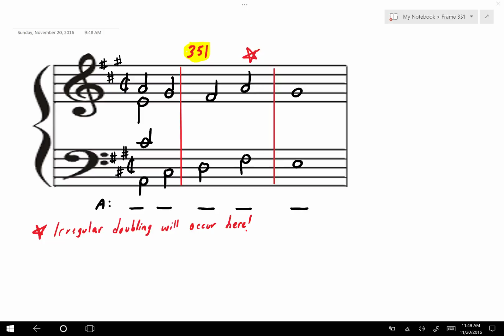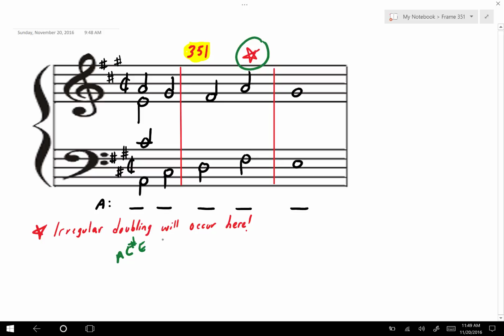Okay, let's look at frame 351, where we need to write the alto and tenor voices and supply a Roman numeral analysis. Note the star here on this chord. That indicates that we will have irregular doubling there. Okay, realize the key, figure out your triads, write them in if you need to.